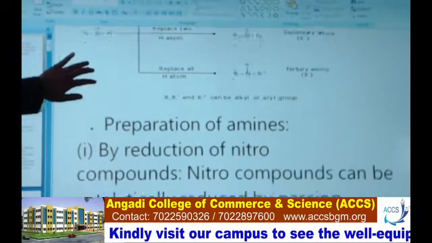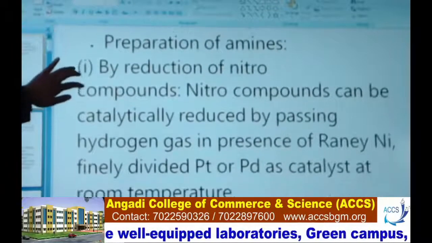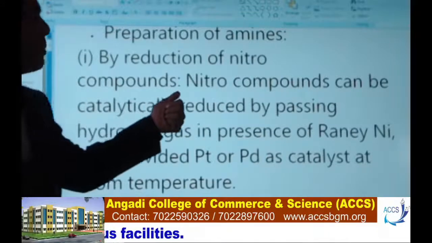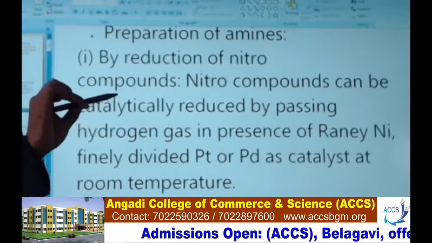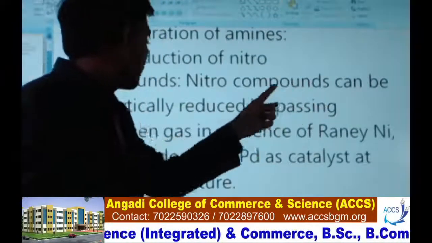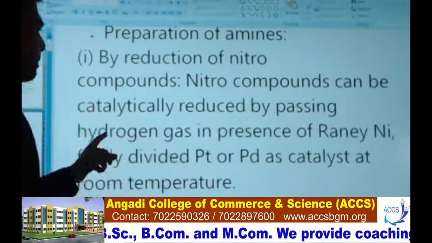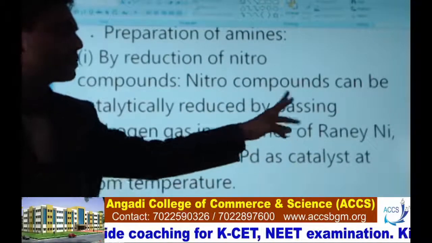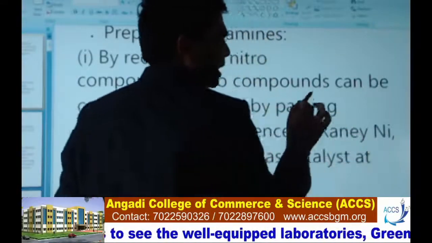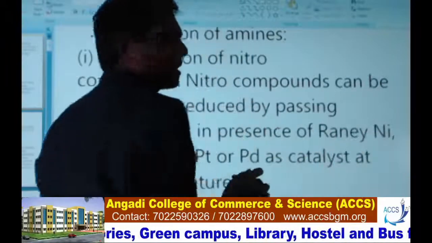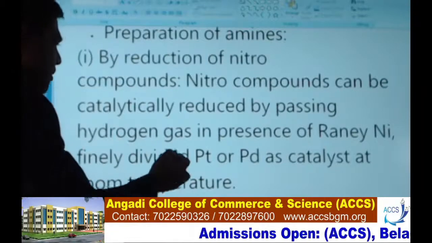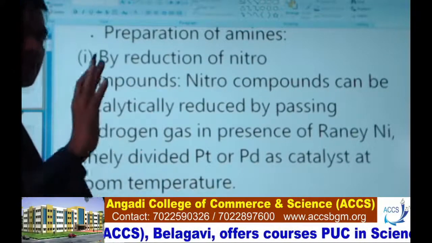Now we move towards preparation of amines. There are many methods to prepare amines. So the first one is by reduction of nitro compounds. Nitro compound means the alkyl group which is attached to the NO2 group, where N will be the central atom. Nitro compounds can be catalytically reduced by passing hydrogen gas in presence of Raney nickel catalyst. So this catalyst you have to remember, Raney is the name of a scientist. He is using the nickel catalyst as a reducing agent by passing hydrogen gas. Whenever you see hydrogen gas, it is called a reduction.